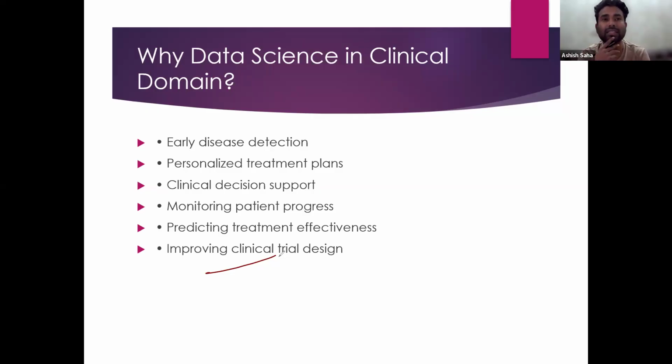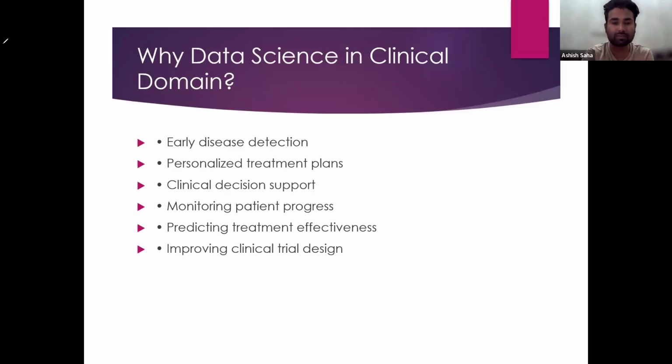So I want to know, is this decision correct or not? Should I launch the medicine or not? Data science helps me to take this decision: should I launch this medicine in the market or not, based on the statistical test and all. So this is an example of how data science helps in the clinical domain. I hope everyone is clear on this point.